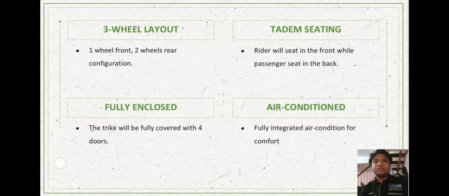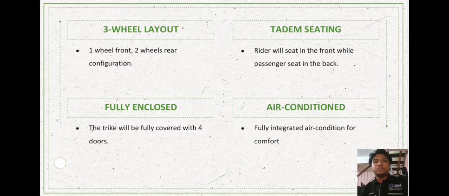Tandem seating. Tandem arrangement is one in which a team of machines, animals, or people are lined up one behind the other, all facing the same way. It is possible to use tandem seating on a tandem bicycle and as an alternative to side-by-side seating. Any group of people or items working together, not necessarily in line, might be referred to as tandem. With this trike, the rider will sit in the front while passengers sit in the back.